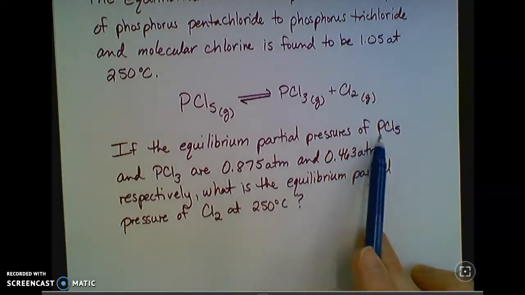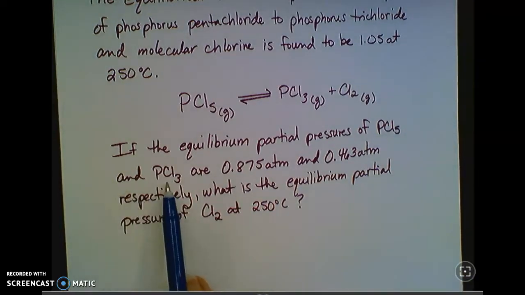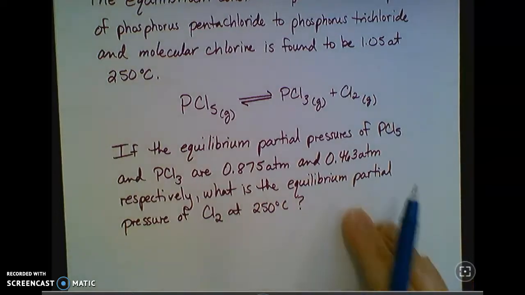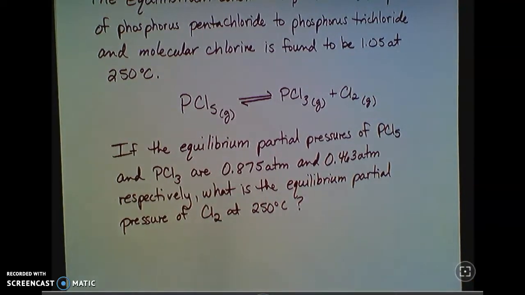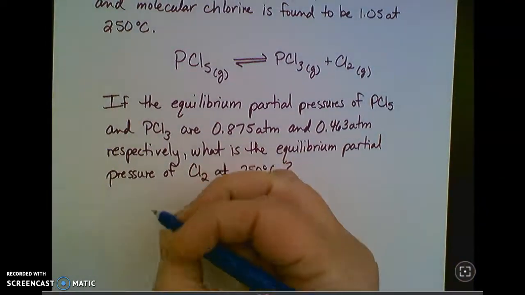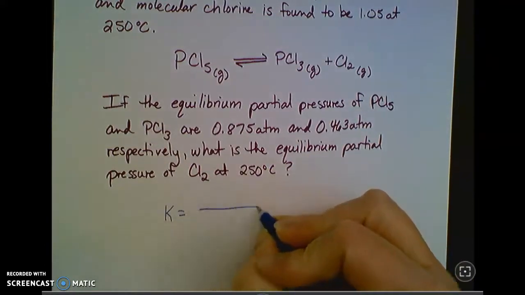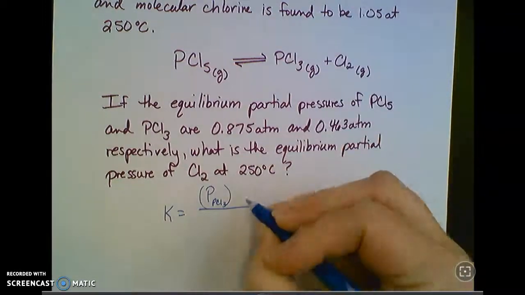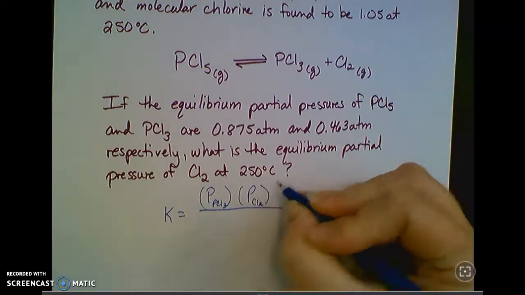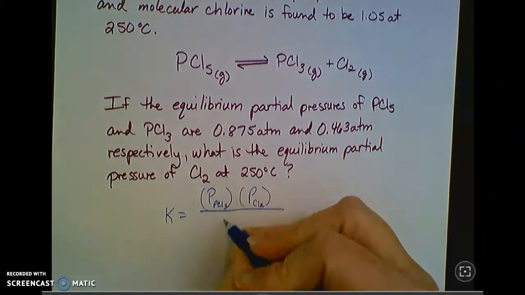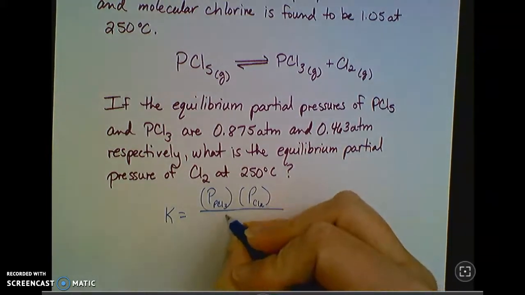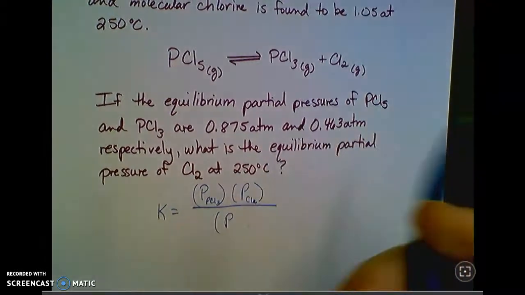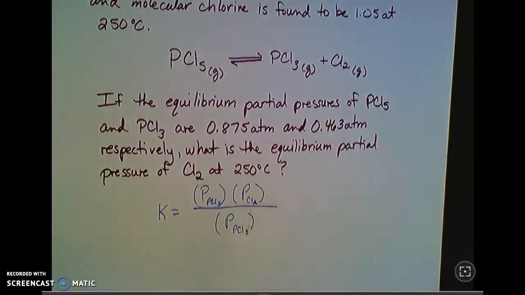If the equilibrium partial pressures of the phosphorus pentachloride and the phosphorus trichloride are given here, respectively, that means this one goes with the first one, this one goes with the second one. What is the equilibrium partial pressure of the chlorine at this temperature? So again, first step is always write your equilibrium expression. So for this one, K is equal to pressure of PCl3 to the first power times the pressure of Cl2 to the first power, because their coefficients are all 1, over pressure of PCl5. Again, to the first power.